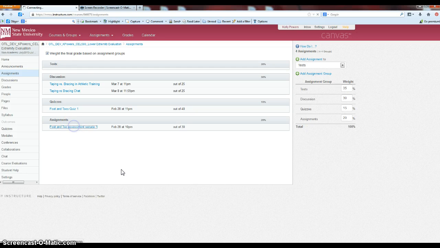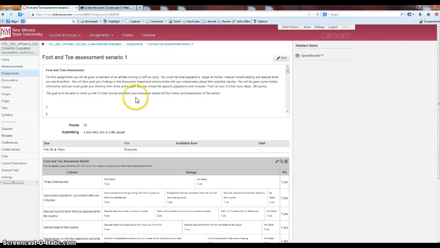So my first assignment was a foot and toe assessment. I uploaded the assignment that they had to do. They were given a Microsoft Word document that said, for this assignment, you will be given a scenario. Please list the palpations, range of motion, and testing that you would do and why you would do it. And additionally, give 3 initial injuries and then 1 final injury that you think it is.